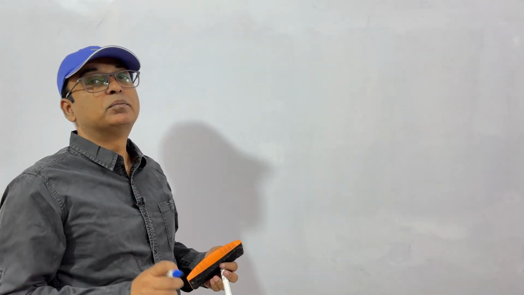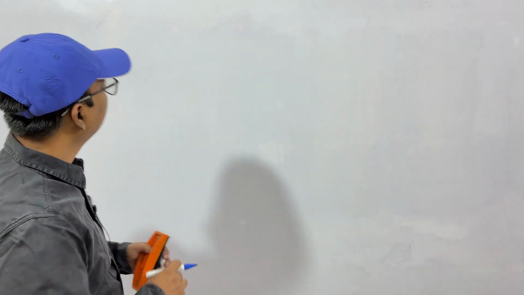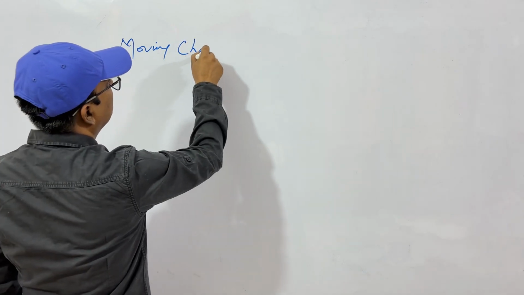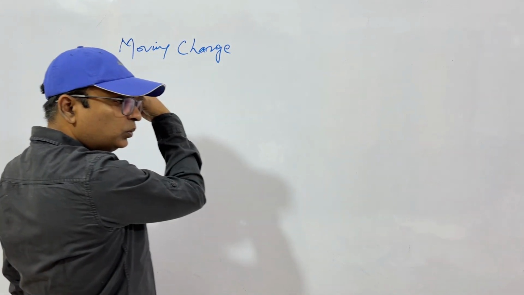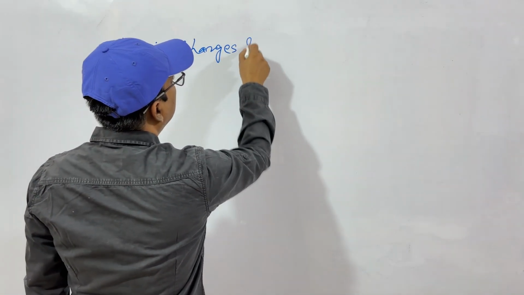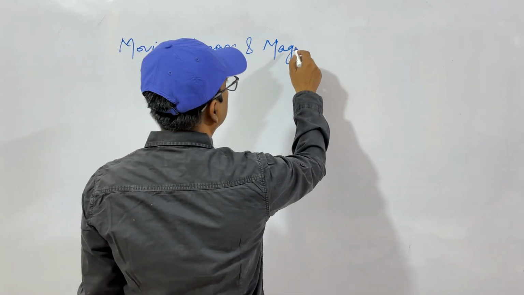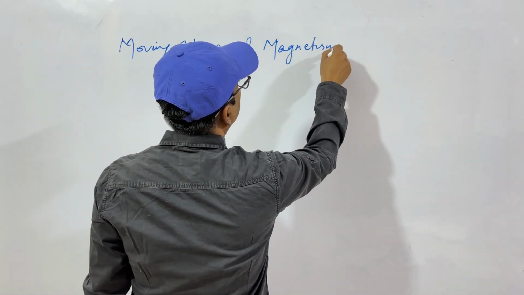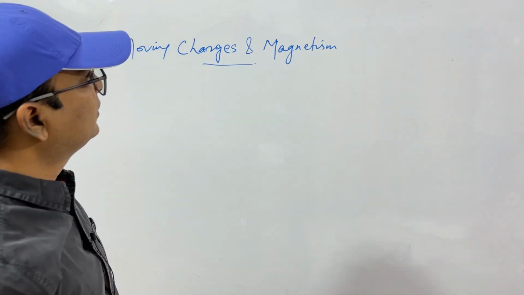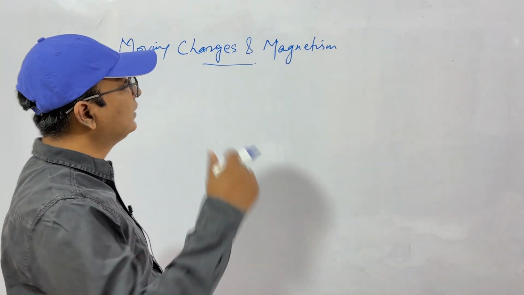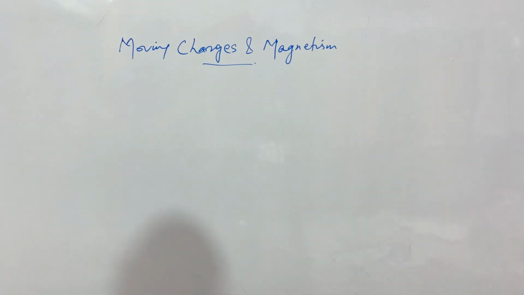Our topic is moving charges and magnetism. We'll understand what is magnetism due to a moving charge. Later on, we'll dig deep into this topic and we'll understand materials which are magnetic and materials which are not magnetic. So we'll study them later on.